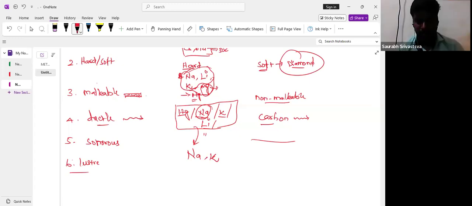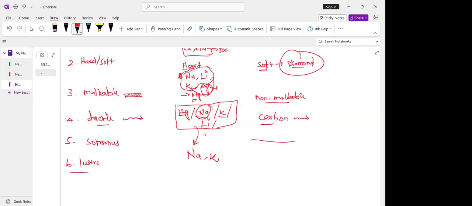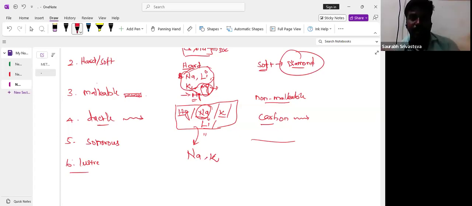Luster means brightness. If you take gold, how it shines. The shining nature will be very bright. If you take stainless steel, the shining nature will be even more. If you take copper and shine the material, it will be bright. That nature only we call lustrous nature.